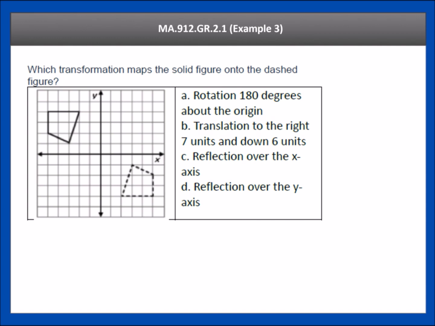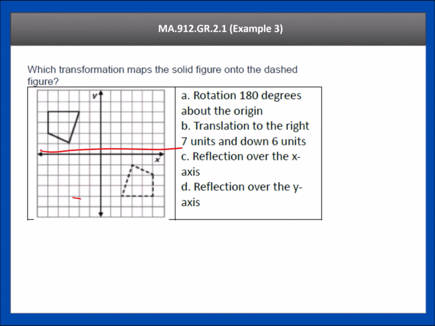just a translation. It can't just be a reflection over the x-axis either, because if I reflect it over the x-axis, I'll get something that looks kind of like that, right? This is not perfect, of course, but something like that. I'll get something that looks more like that. All right, so it can't be that.